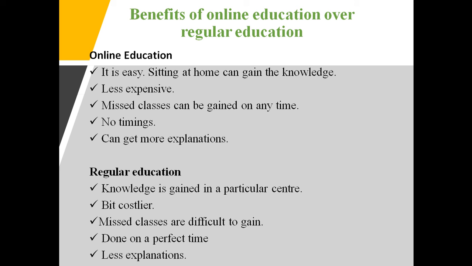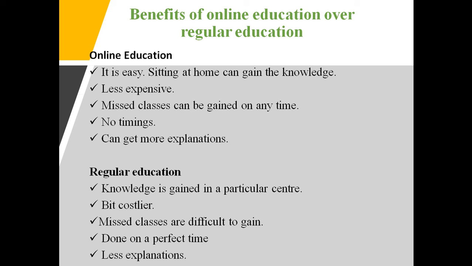But when it comes to regular education, knowledge is gained in a particular center, which is a centralized system. So in simple terms, we can call regular education a centralized method, but online education is distributed. You can learn it in any manner. Regular education is a bit costly, because the college-wise donations will be there, and the software they use for attending the classes, taking up the assignments, taking up the tests, and displaying the results. How everything is converted into a software approach, right?